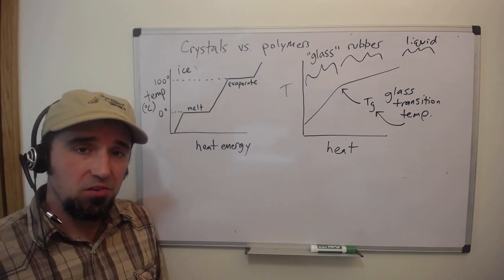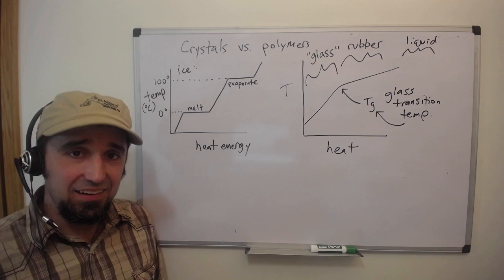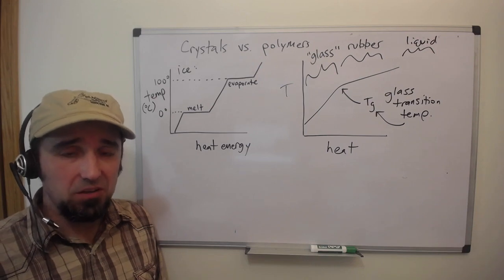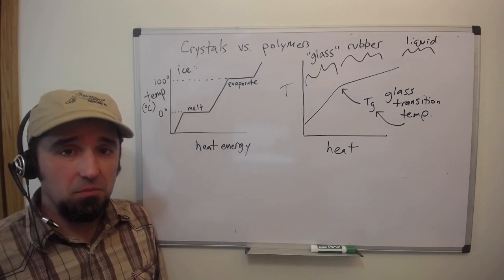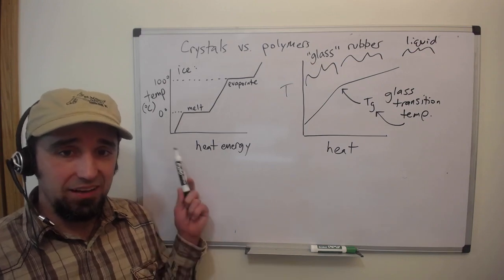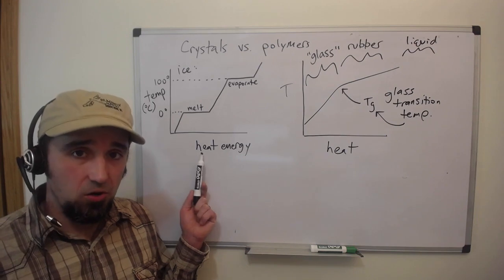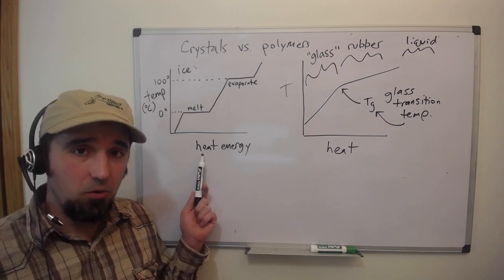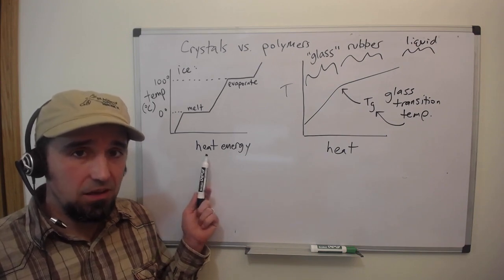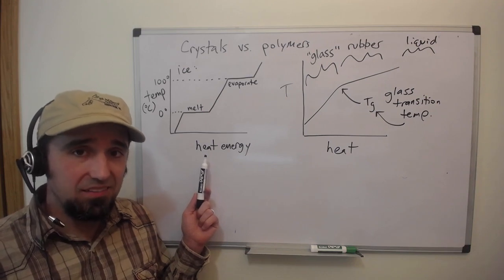Another difference between crystals and polymers is how they respond to heat. A crystalline compound, a small molecule compound like ice, has a very well-defined melting point and a very well-defined boiling point. So if I take cold ice and heat it up to 0°C, the ice gets warmer up until 0°C. And then as I apply more heat to it, the ice never gets hotter than 0°C. It melts.